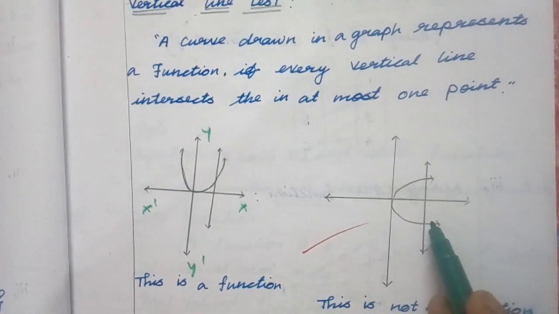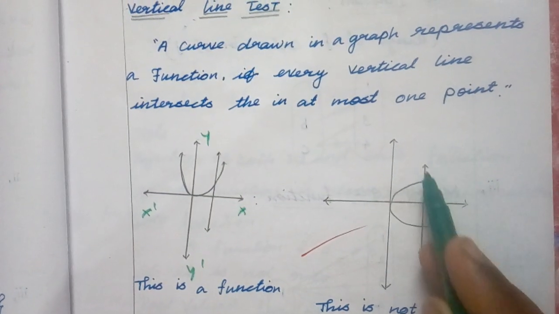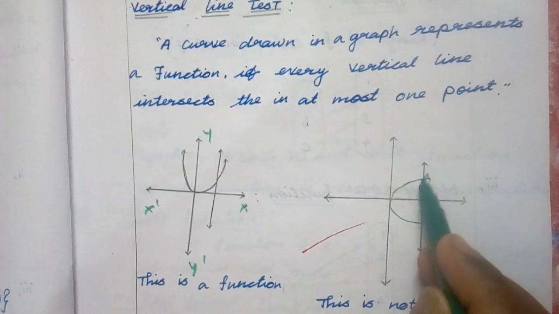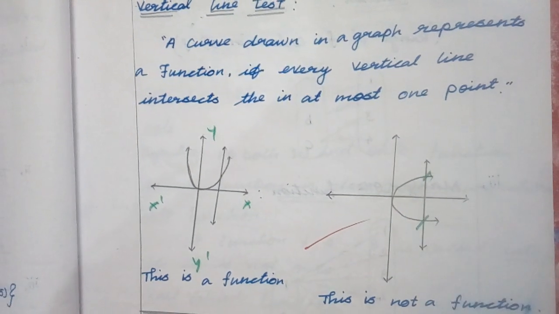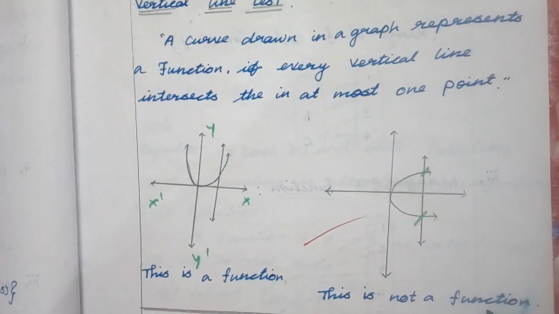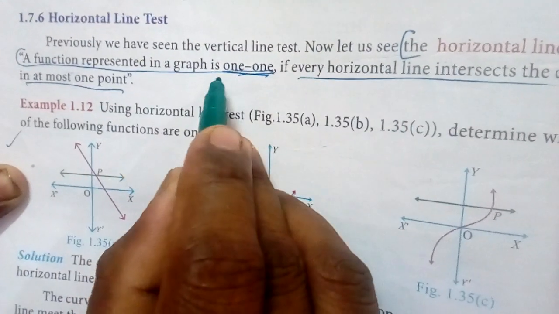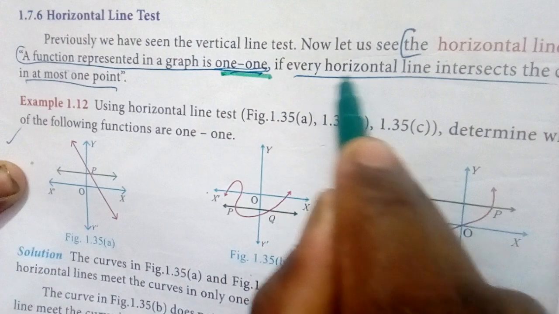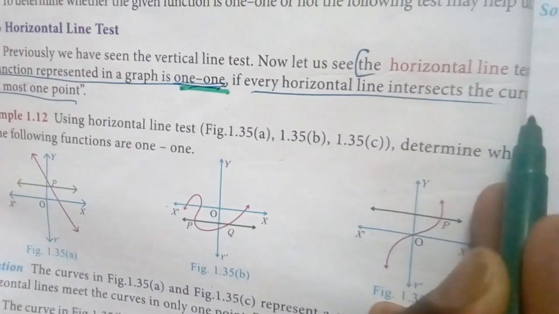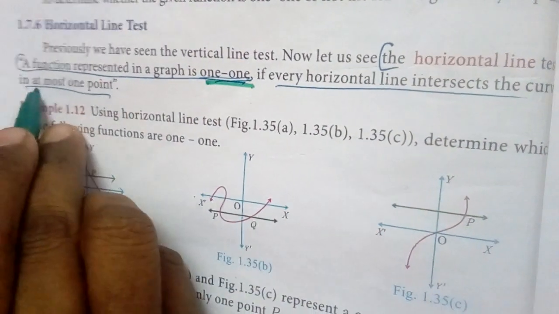Now you see the second diagram. The curve is given, you draw one vertical line, and the vertical line intersects at 2 points. So this is not a function. Horizontal line test. A function represented in a graph is 1 to 1 if every horizontal line intersects the curve in at most one point.